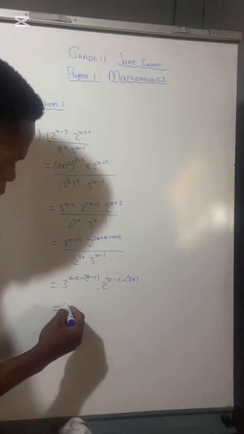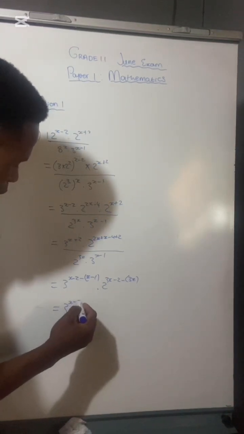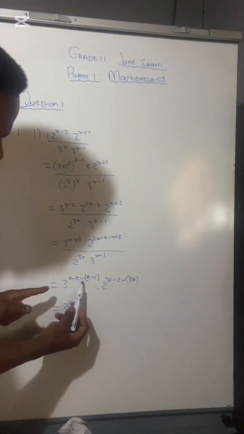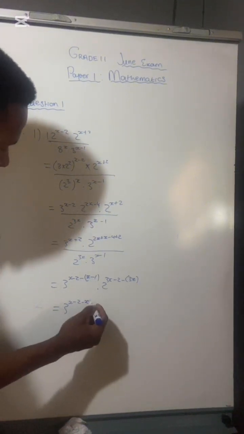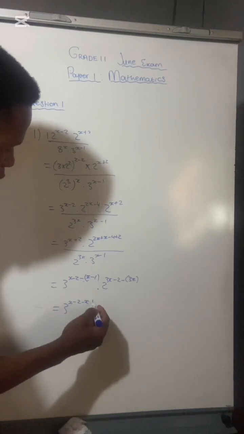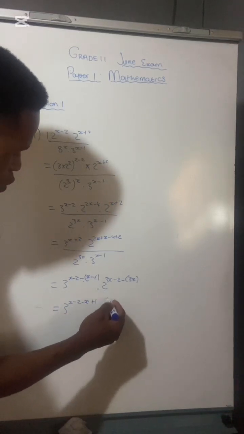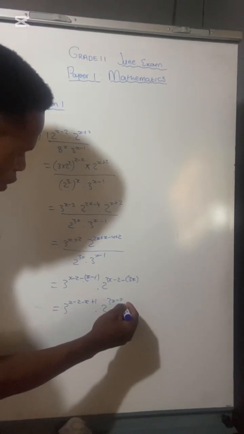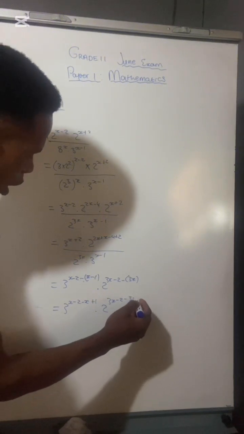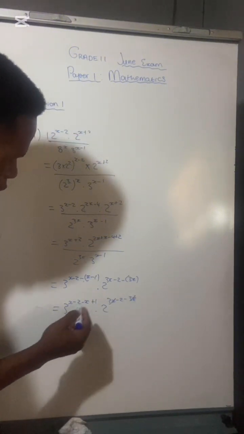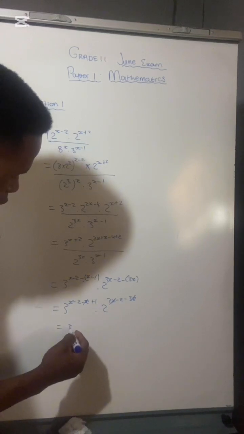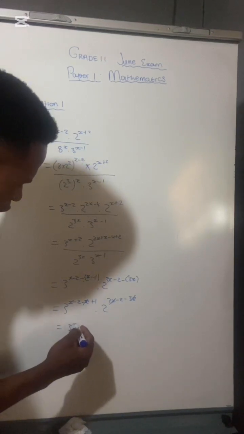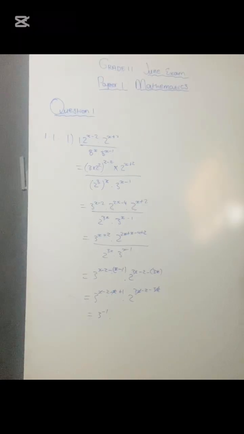Then we are going to simplify. Remember that we have negative 1. Negative multiplied by x gives you negative x. Negative multiplied by negative gives you positive 1. And 2 to the power of 3x minus 2 minus 3x. So they cancel, and on this side you are going to have 3 to the power of negative 1 and 2 to the power of negative 2.